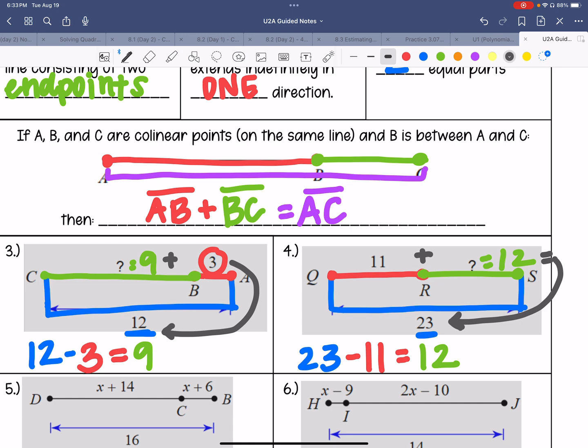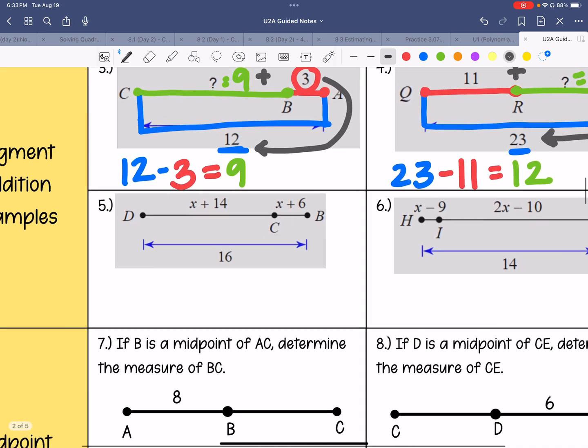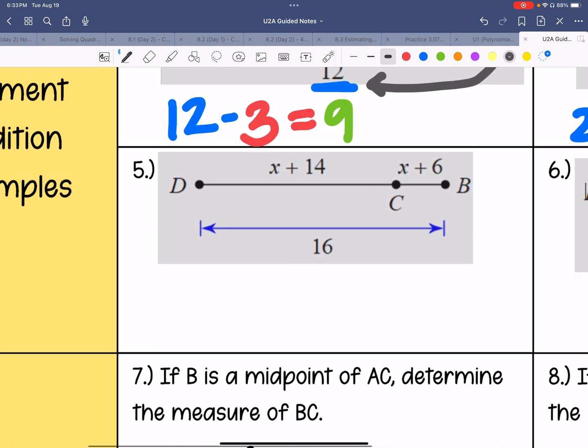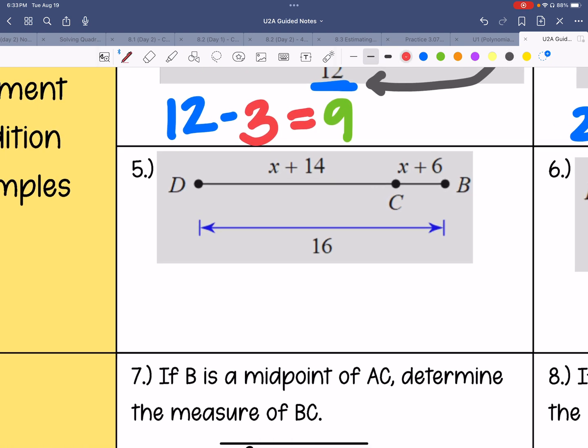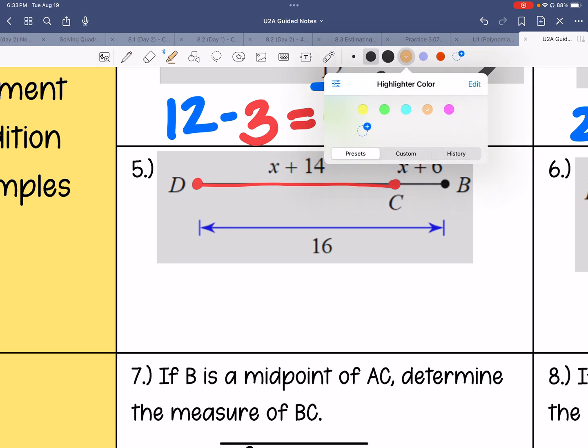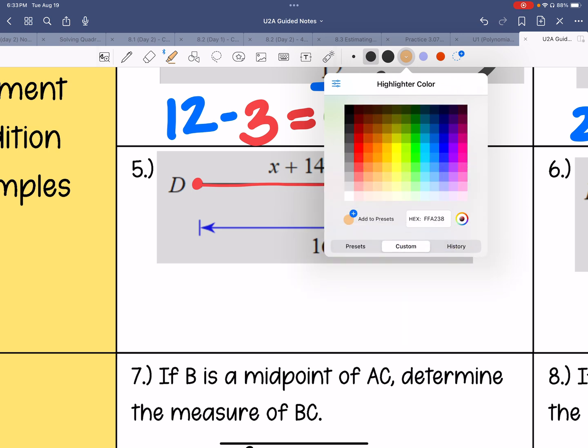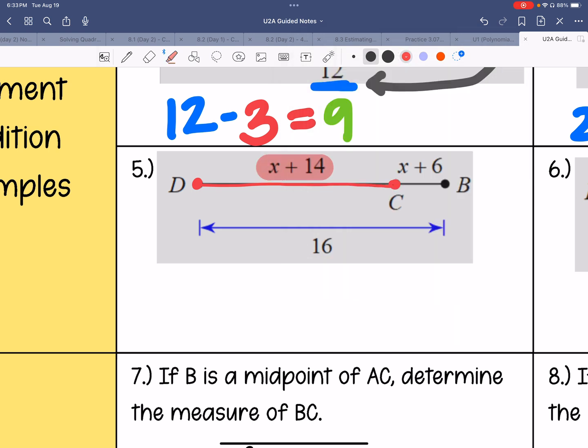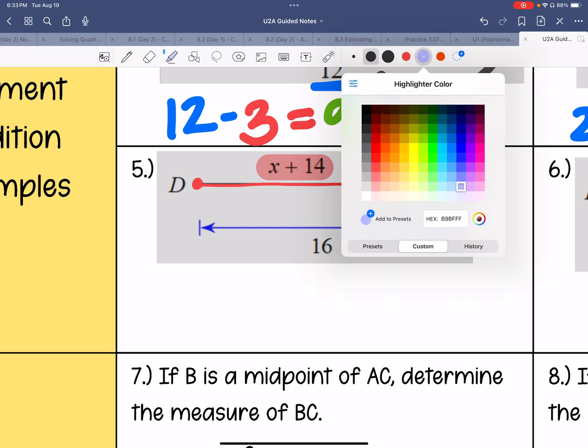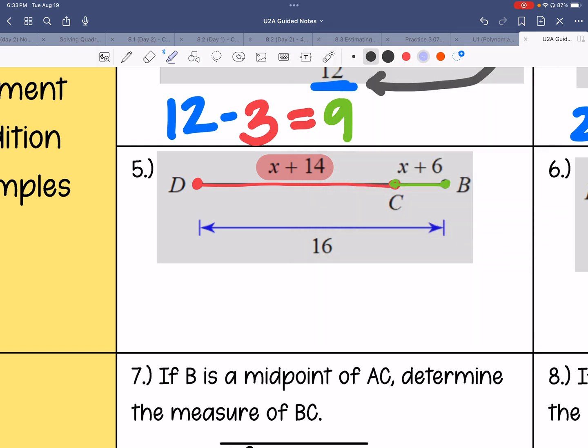Now let's jump into some algebra. So again, we said with our segment addition postulate that if we take each piece of our segment, so here we have DC, and we are given the length x plus 14, and we are also given an expression for C to B, and that length of CB is x plus 6.